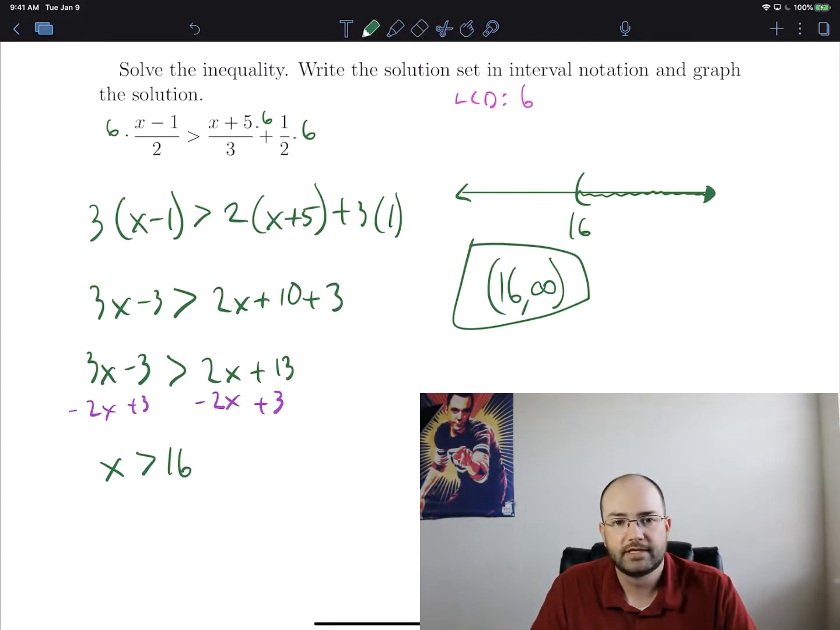There you go. That's pretty much it. It's really not that bad if you remember to distribute correctly.